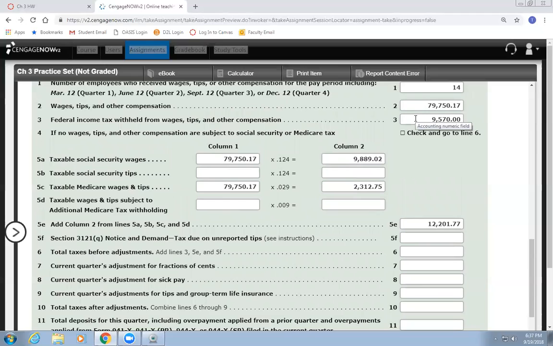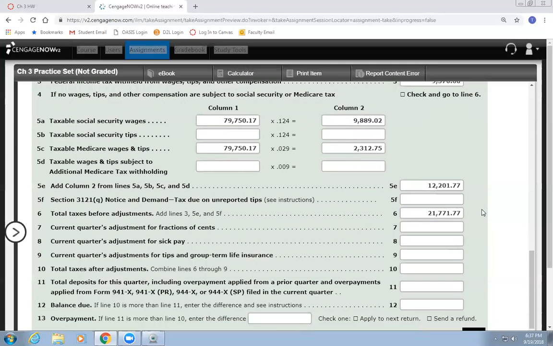So line 3 was the $9,570, so that's income tax. 5E was the $12,201.77, so all of our FICA tax. So on line 6, I just add those two together. So it should be $21,771.77.